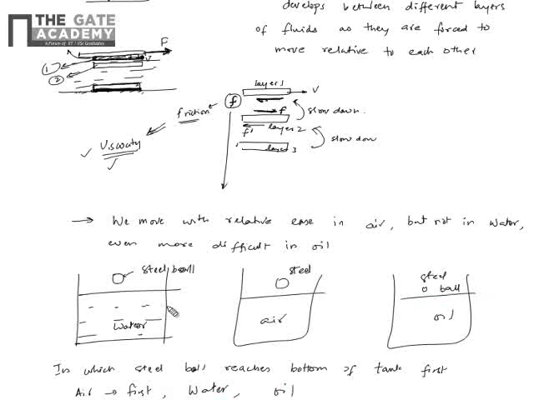Because in oil, when you try to move the ball down, the resistance exerted by the fluid is more. The drag force by oil is more, so it will take more time to reach the bottom, whereas the drag force in air is the lowest of all three, and in water it is intermediate. So it reaches the bottom first in air, then water, then oil, because the drag force that comes from viscosity is more in oil. So all this is a manifestation of viscosity.